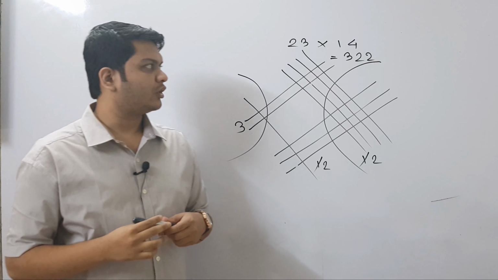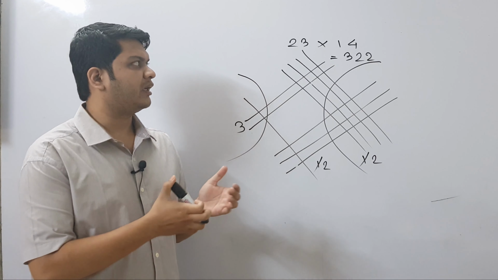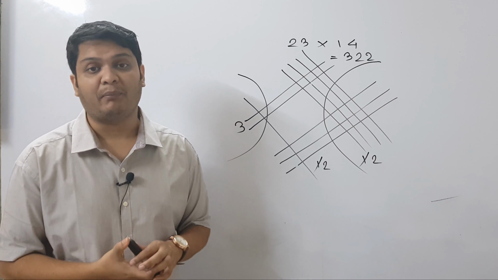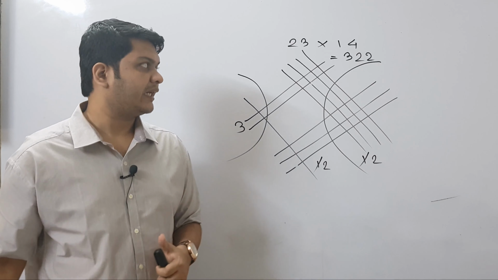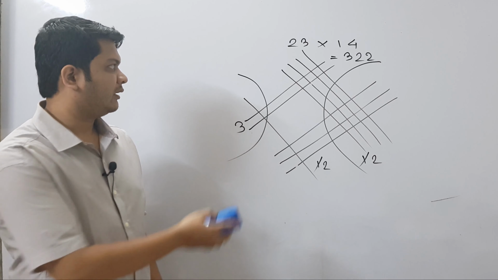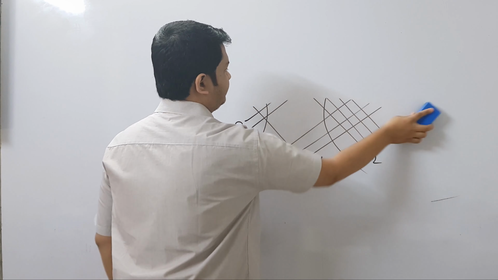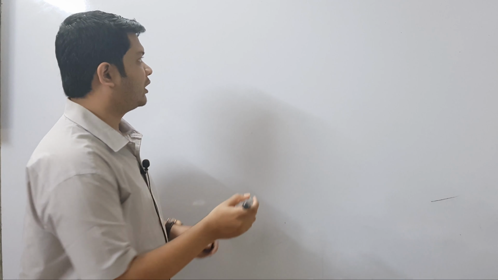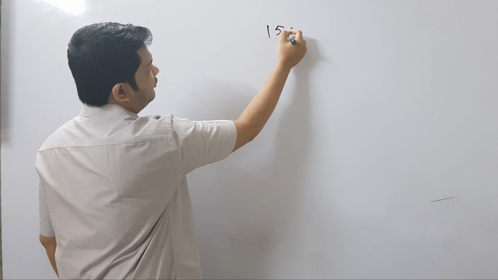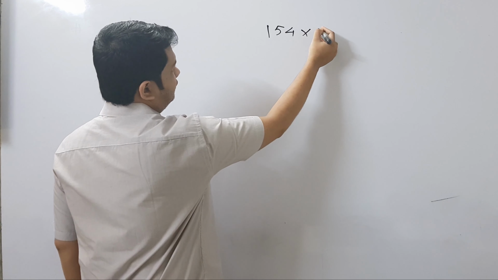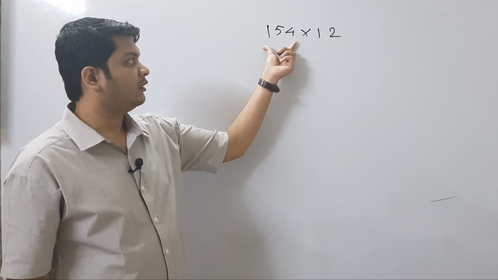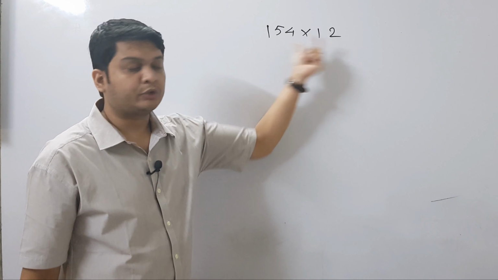Now you might think, what would happen if the number is way bigger? Say if we take a 3-digit number, what would happen? So let's try with a 3-digit number. Suppose we want to multiply 154 times, say, 12. Okay, so we have a 3-digit number multiplied by a 2-digit number.